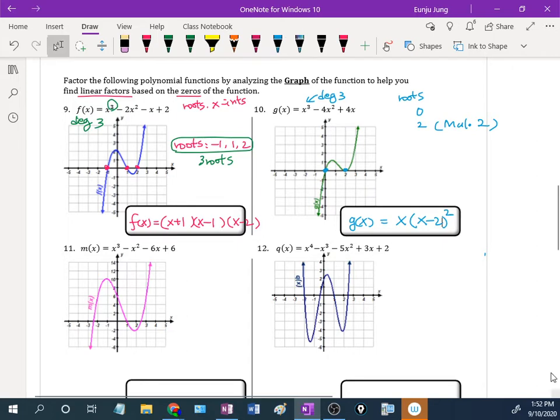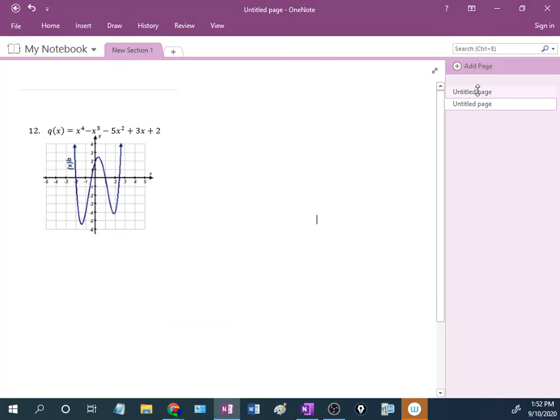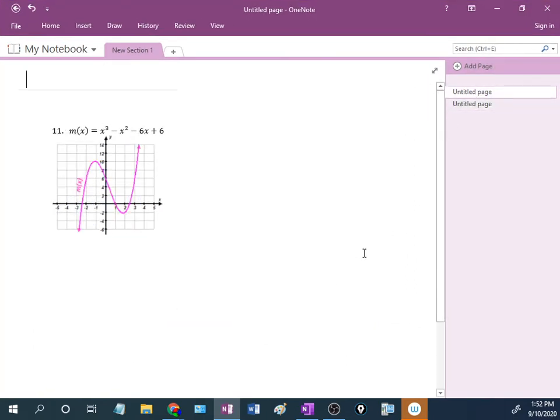All right. From now on, you need to use notebook paper, okay? So I'm going to switch the notes, and let me do number 11 in the bigger space, okay? If you can write smaller, you can write smaller. That's fine. Number 11.